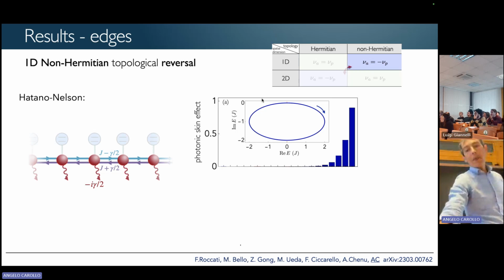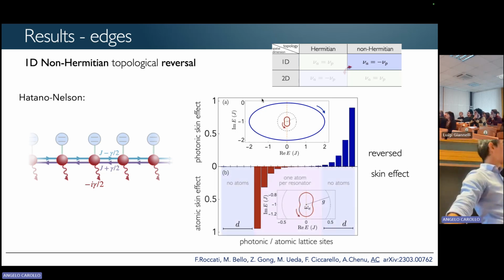Okay, so then you place your atoms, you look at the effective Hamiltonian, and you ask what is going to happen at the level of the spectrum of the effective Hamiltonian. You see the formation of another loop. But the loop is winding in the opposite direction, as we expected from this scheme.